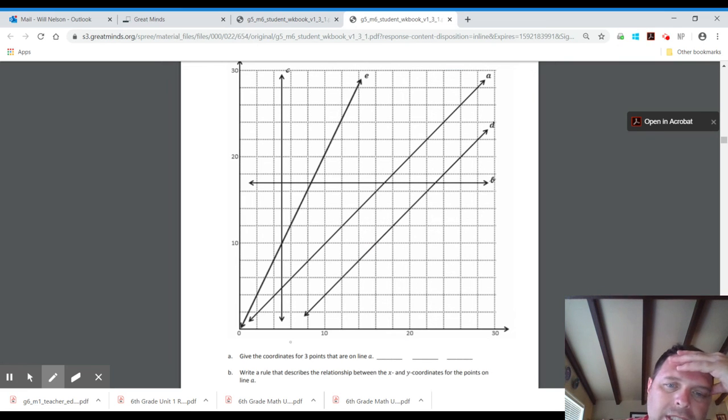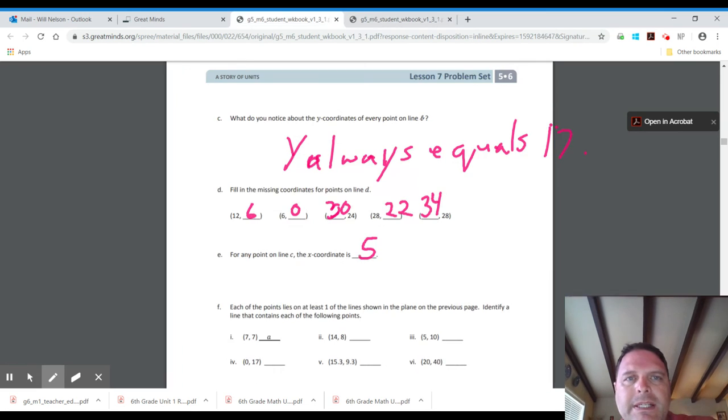So the next one is 14, 8. So let's go 14. Here's 10. So we need to get to 14. So that's 12 and 14. And it says 8, so let's go on up. And here we go. This is going to be 14, 8. And that's letter D. That's letter D for this one.